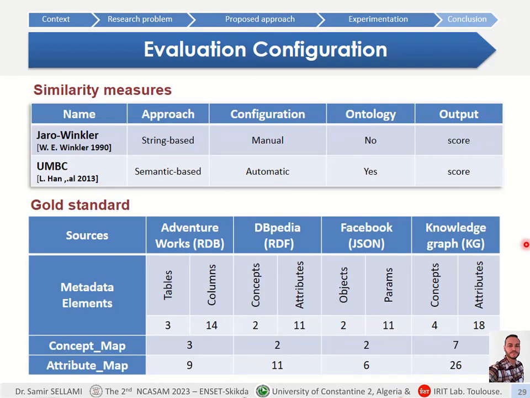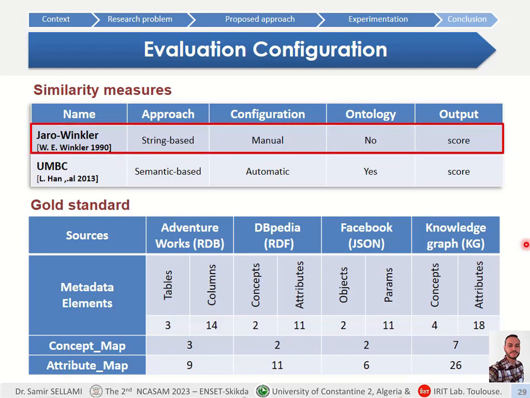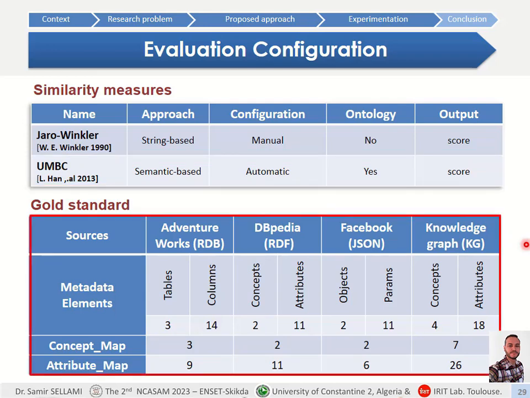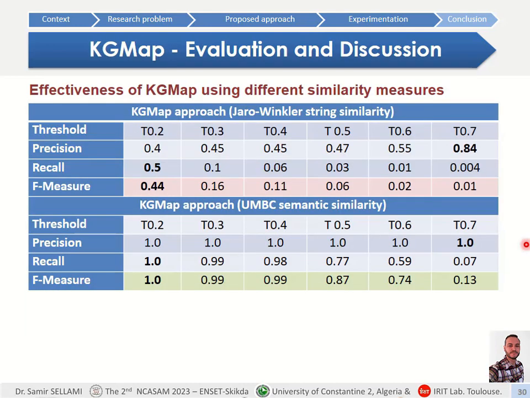We assessed KGMap with 2 different similarity measures. First is the Jaro-Winkler similarity, which is a string-based similarity algorithm that employs a mixture of string and set similarities. The second measure is the UMBC similarity, which is a semantic-based tool constructed by mixing latent semantic analysis and WordNet knowledge. And the gold standard table at the bottom shows additional statistics on the experimental configuration.